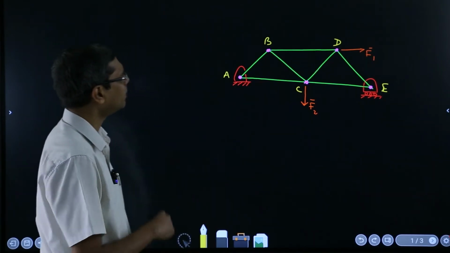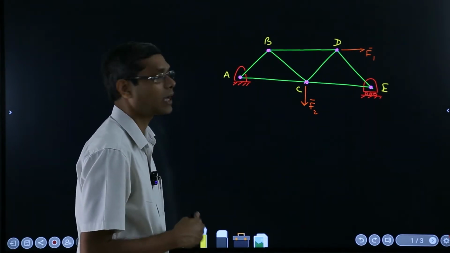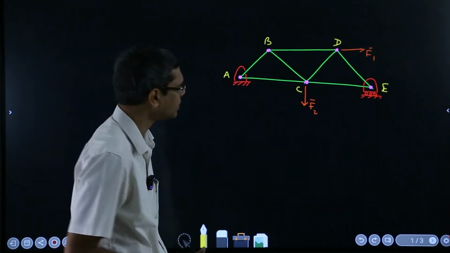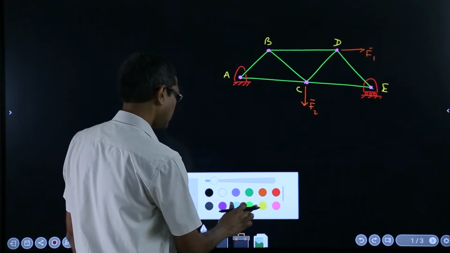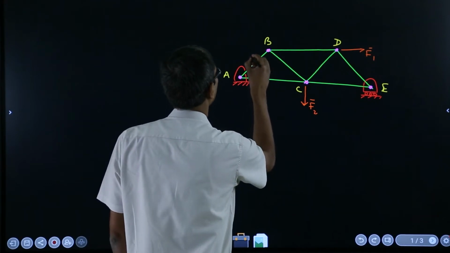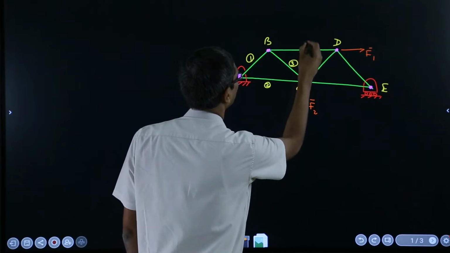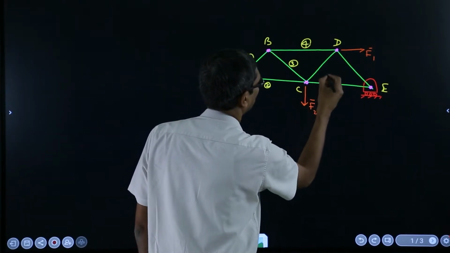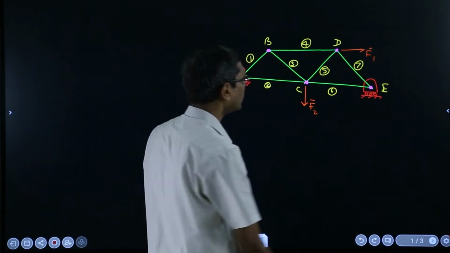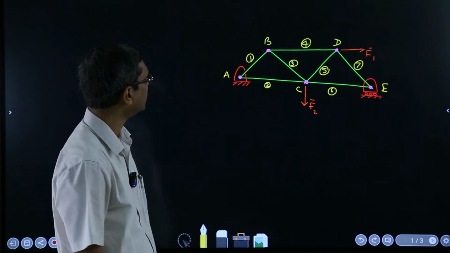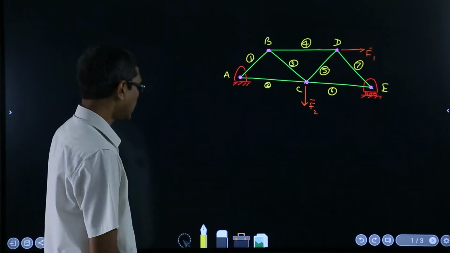Having discussed that, let's say we have to analyze them. What do I mean by analyze? We were saying, how many members are there? Let me number them. Say this is 1, this is 2, this is 3, this is 4, 5, 6 and 7. So there are 7 members in this truss, and how many joints? 1, 2, 3, 4, 5 joints.